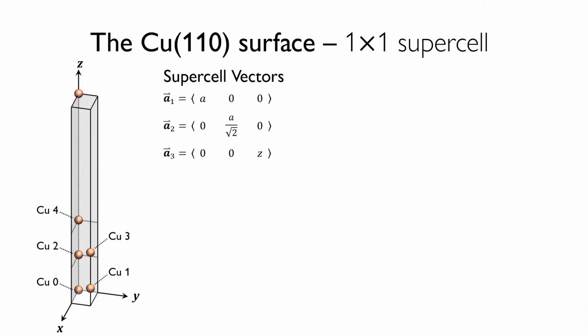For now, I'll get back to how we can set up a calculation to model these surfaces. Near the beginning of the episode, I mentioned that surfaces can be modeled by repeating a single unit cell infinitely in space. What you see here is an example of how we might build a unit cell with 5 atomic layers to model a copper 110 surface. The dimensions of the supercell are given by the supercell vectors a1 through a3. It's straightforward to see where the vectors come from.